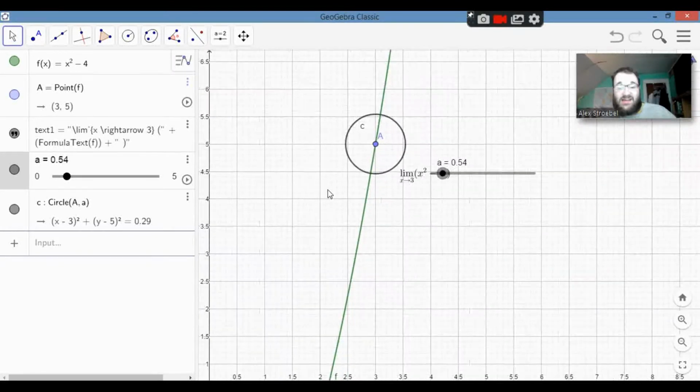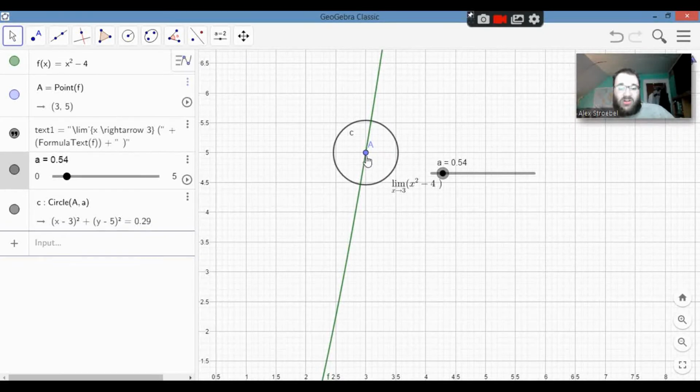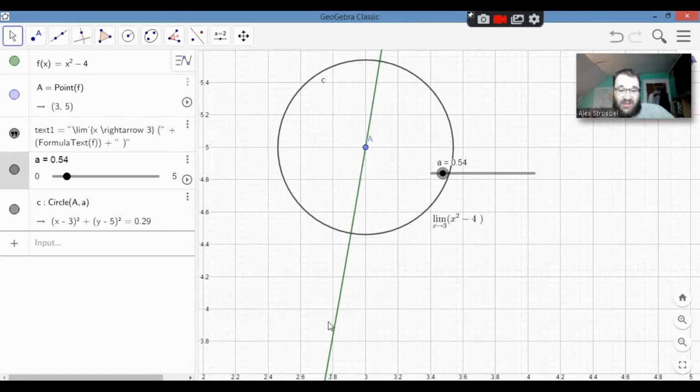So in this case, the limit as x approaches 3 of this function would be 5, because as x approaches 3, you can see that the function gets real close to 5. And no matter how close you zoom in, from this side it approaches 5, and from the other side it approaches 5. And if you were to plug in the value of 3 into x squared minus 4, you would see that in this case, yes, the function is actually 5 at this value.